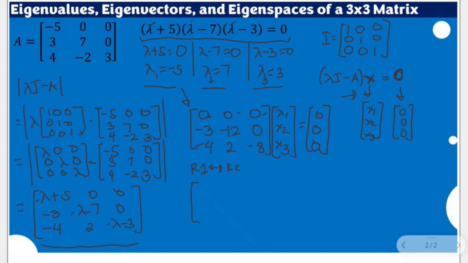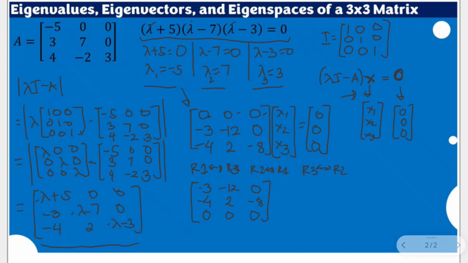Row 1 will become row 3. So we're going to place the row of zeros at the bottom portion. And I will have row 2 become the new row 1, and we'll also have row 3 become the new row 2. In short, we'll have negative 3, negative 12, 0. We will have here negative 4, 2, negative 8. And of course, all zeros here.